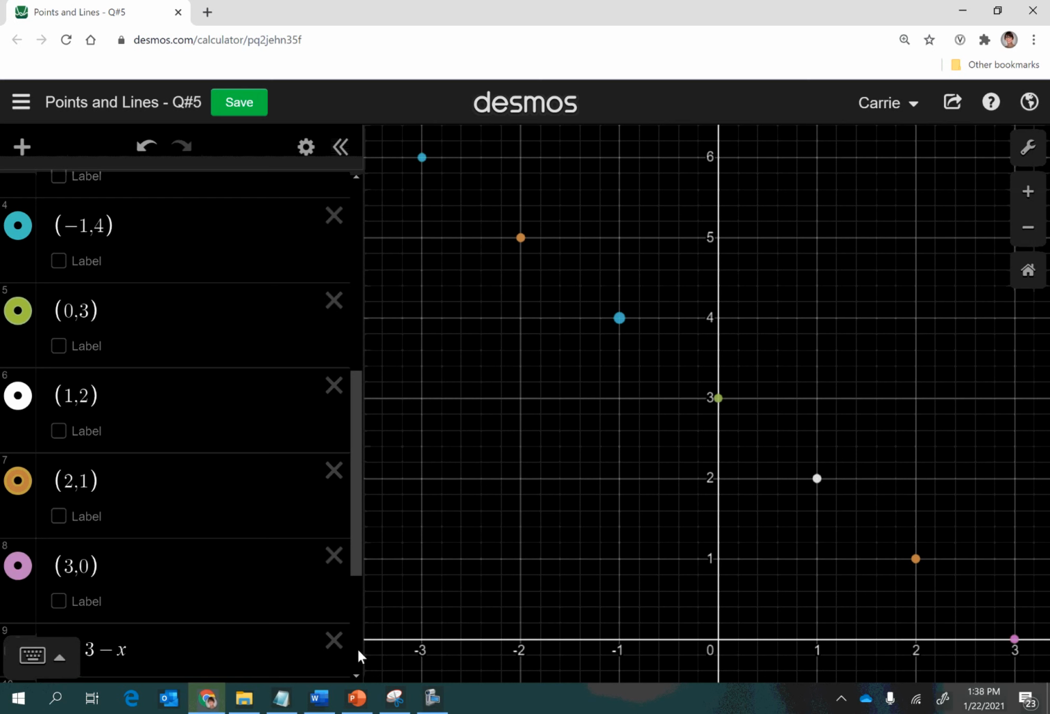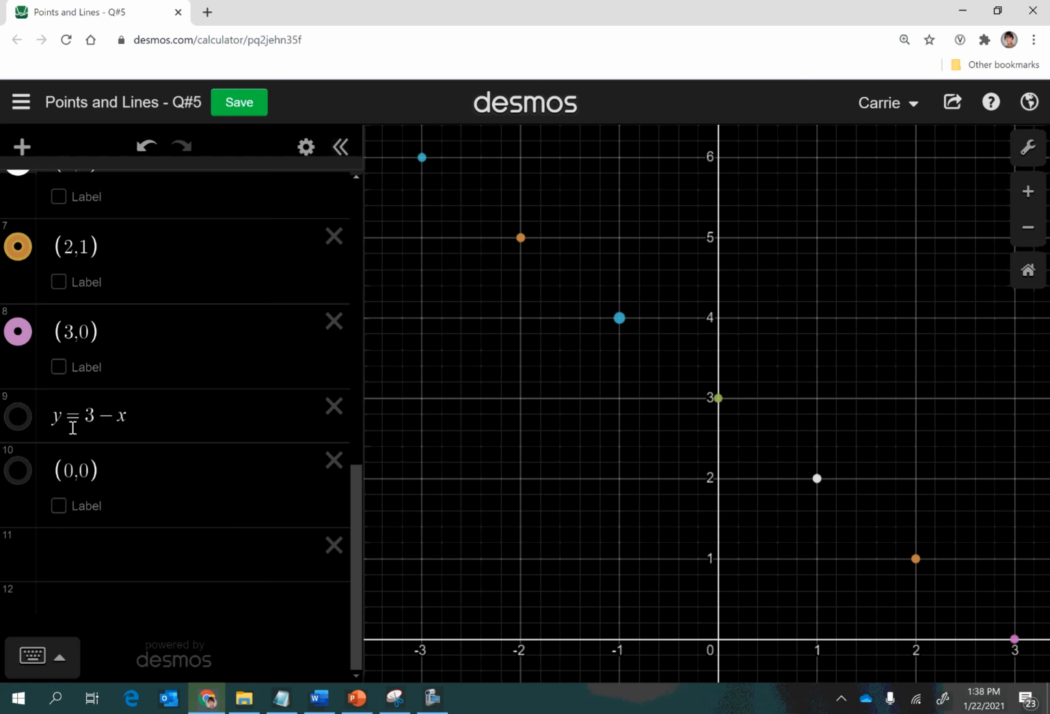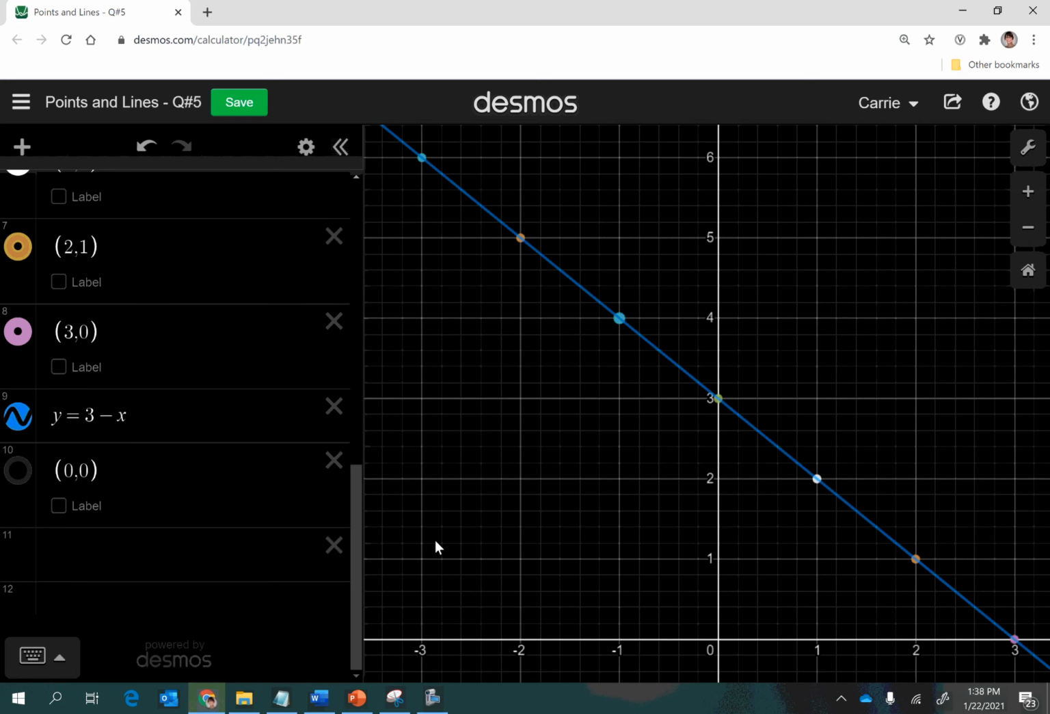All right, now notice that if we use the equation that we decided was the answer and graph that, it goes through all the points as it should. Also notice that the line does not go through the origin, which is down here.